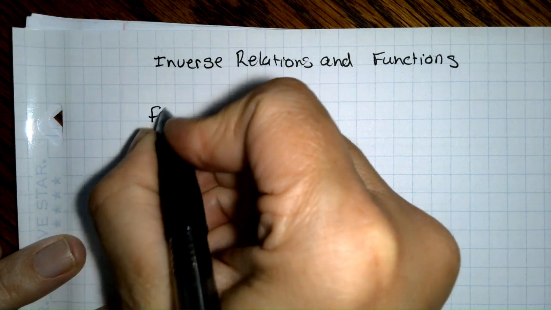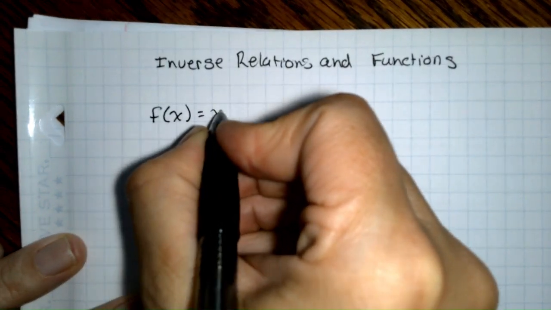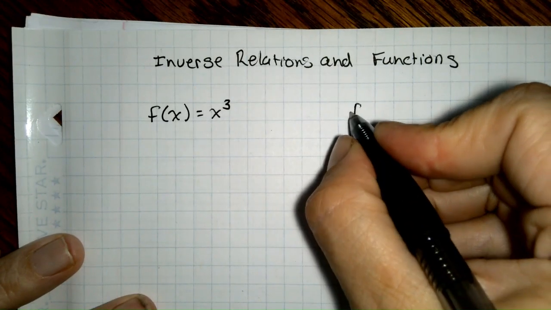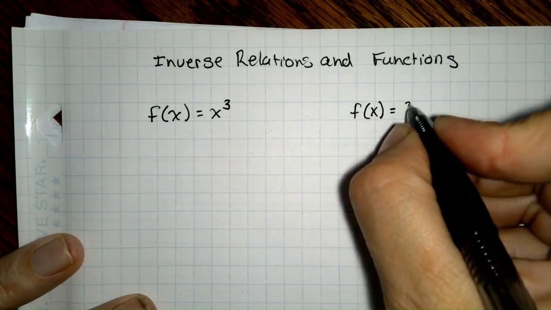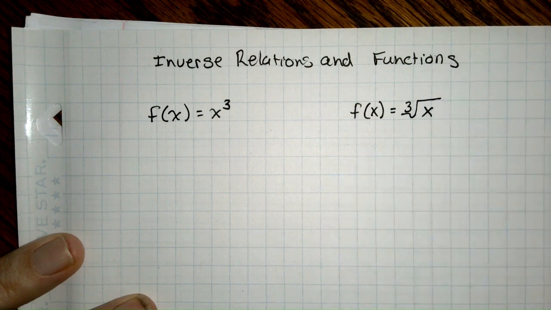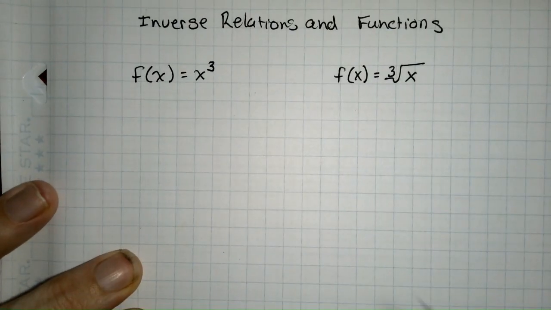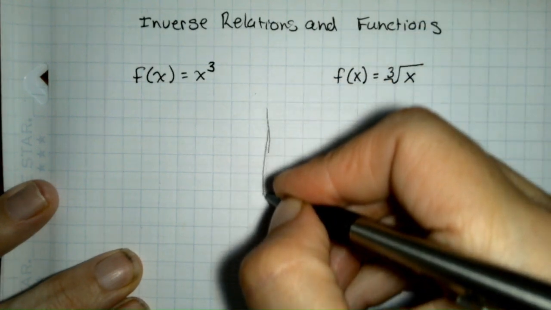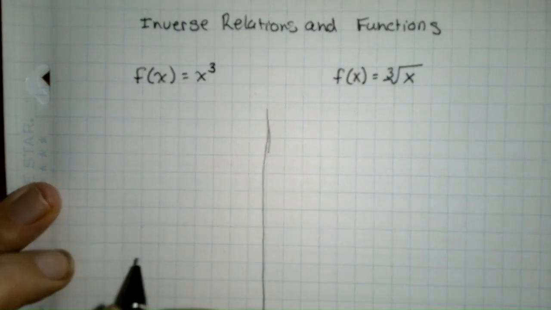So let's look at f of x equals x cubed, and f of x equals the third root of x. I'm going to graph these on the same plane, so please bear with me.